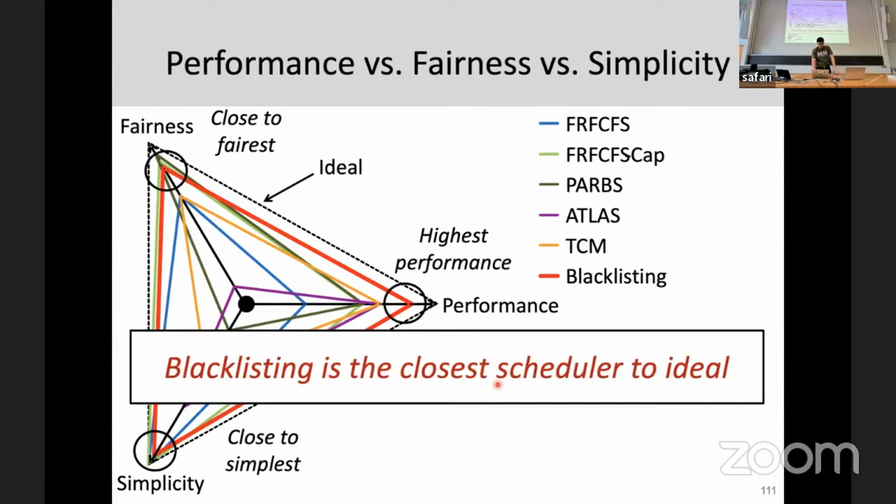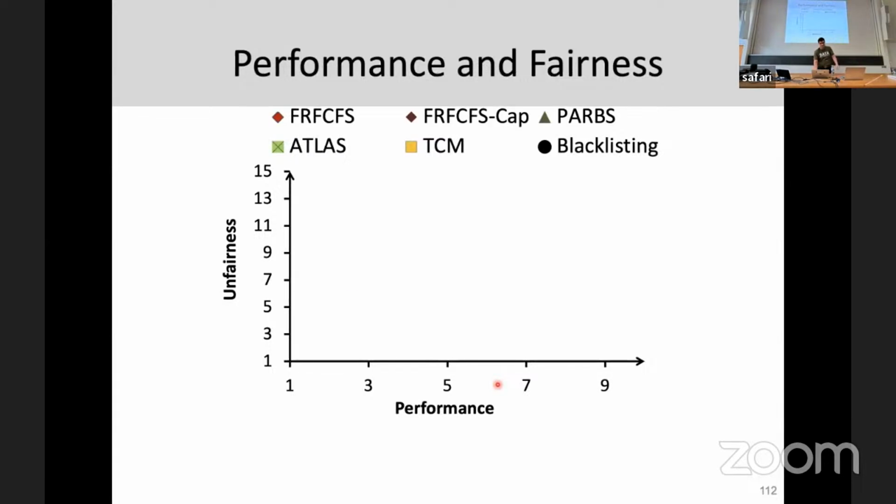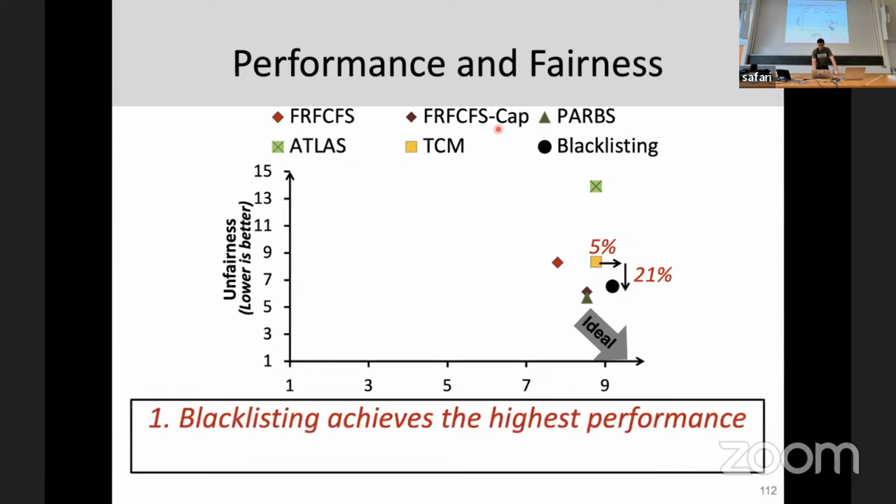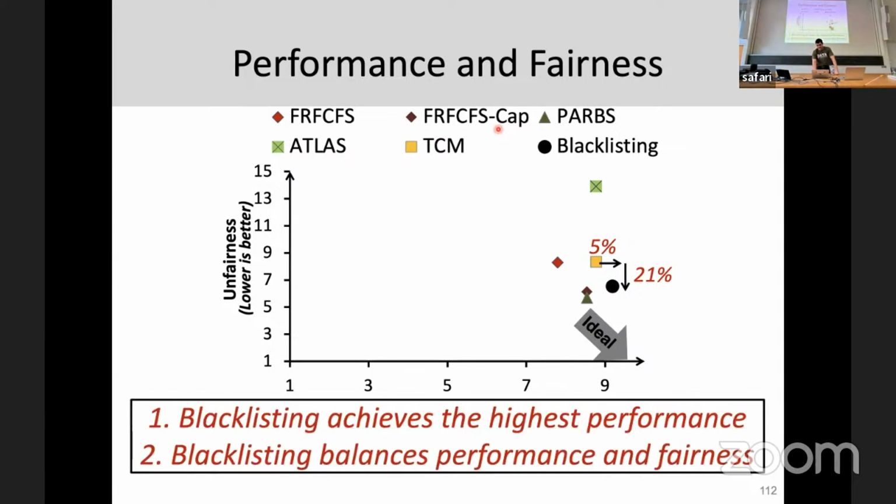Now, the finer-grain results will look like this. So you have unfairness on the y-axis, performance on the x-axis, and ideal is in the bottom right corner. So here's how the existing scheduling techniques look when you place them in the chart. I think we've seen this in TCM also. Bliss achieves 5% higher performance than the best performing scheduler, while also reducing unfairness by 21%. So it achieves higher performance, and it balances performance and fairness.